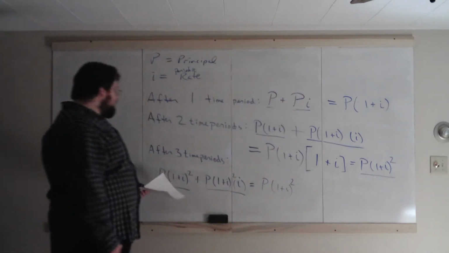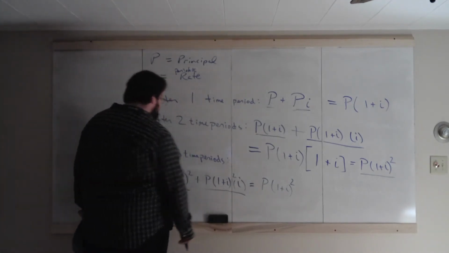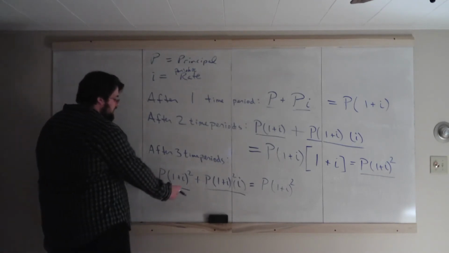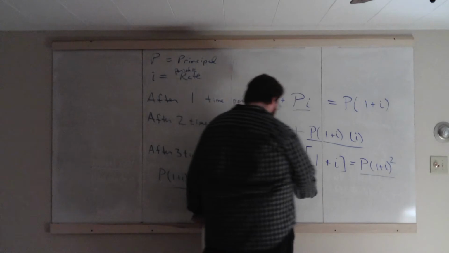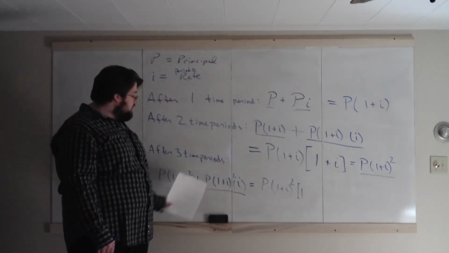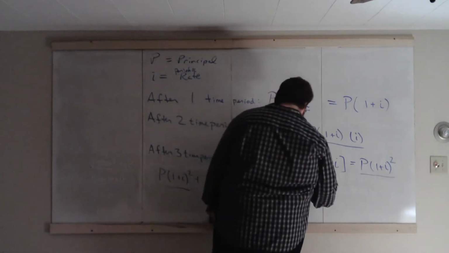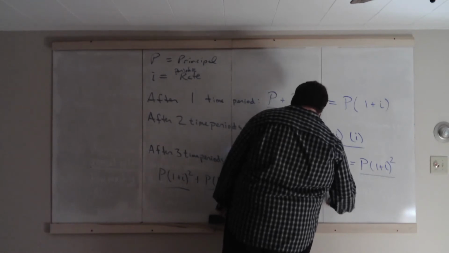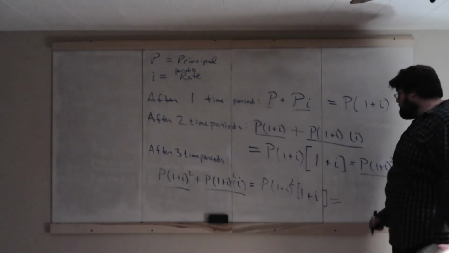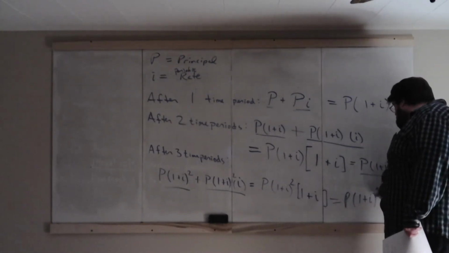So we can pull off a P, we can pull off a 1 plus i, and we can pull off a second 1 plus i. So we can pull off a P and a (1 plus i) squared. If you take that away from here, you're left with 1. If you take that away from here, that gets rid of the P and the (1 plus i) squared, and all you have left is an i. So 1 plus i, and of course (1 plus i) squared times a third 1 plus i gives us P times (1 plus i) cubed.